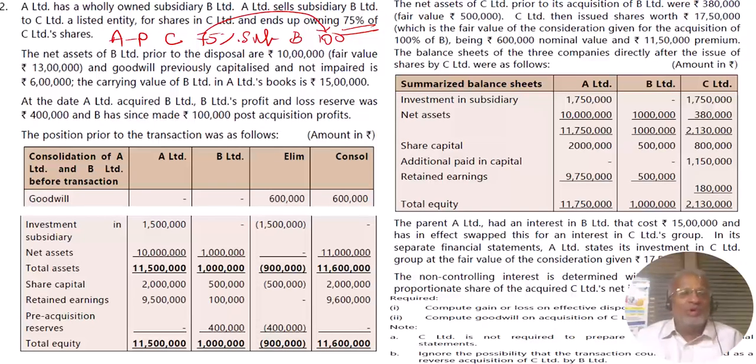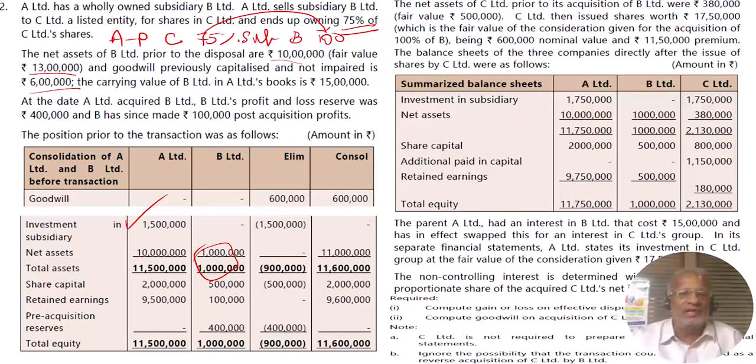See, now you understand in the books of A Limited, you have 15 lakhs shown, and this is the investment that they were making, and we understand that the net assets of B is 10 lakhs. We are trying to corroborate, we wanted to connect with the numbers, and the fair value of that being 13 lakhs, and goodwill previously capitalized and not impaired is 6 lakhs. How that 6 lakhs is coming up, that we will make as a work.